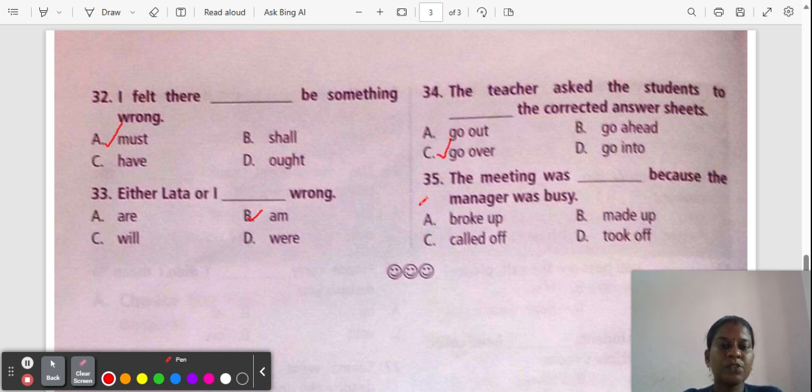Option C. Then question number 35. The meeting was dash because the manager was busy. Option A, broke up. Option B, made up. Option C, called off. Option D, took off. Broke up means to end or finish. Make up means wearing makeup. Called off means to cancel. Took off means to leave the ground and begin to fly. So here the correct meaning is called off. The meeting was called off because the manager was busy. Option C is the correct answer.